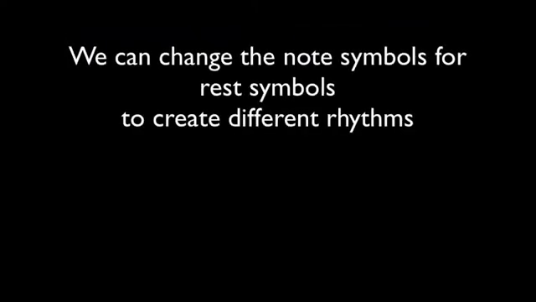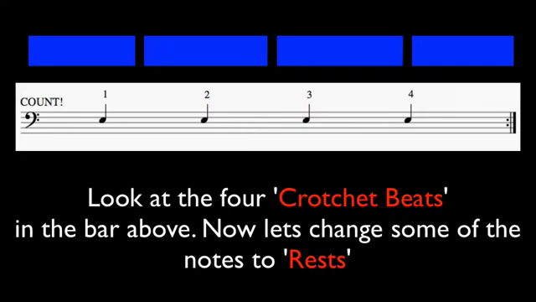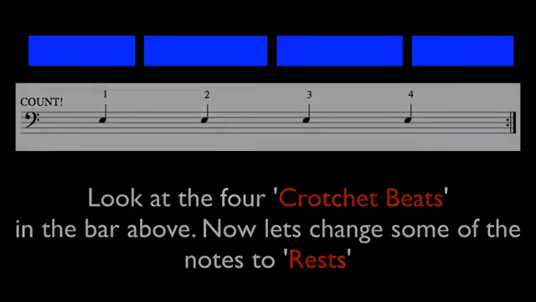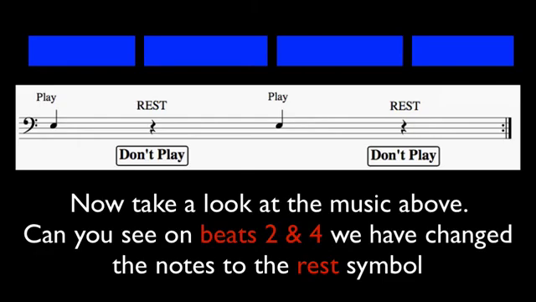We can change the note symbols for rest symbols to create different rhythms. Look at the 4 crotchet beats in the bar above. Now let's change some of the notes to rests. Now take a look at the music above. Can you see on beats 2 and 4 we have changed the notes to the rest symbol?